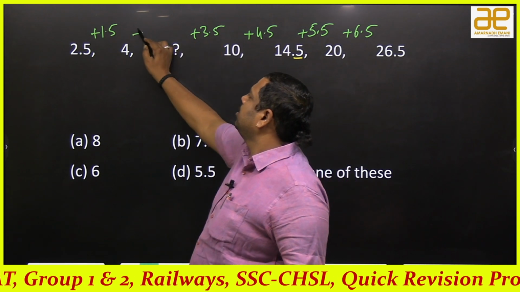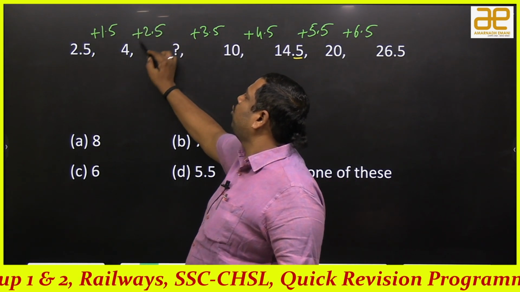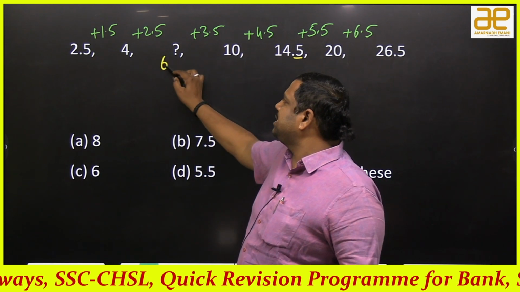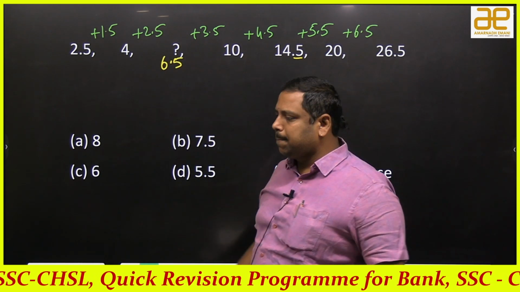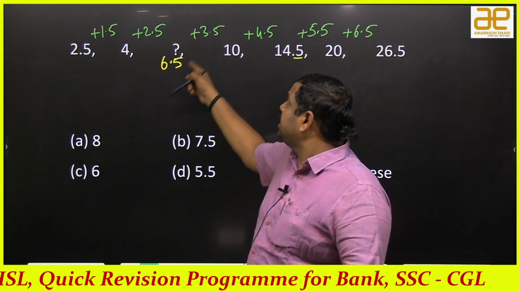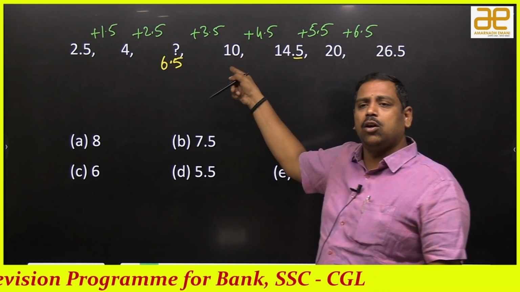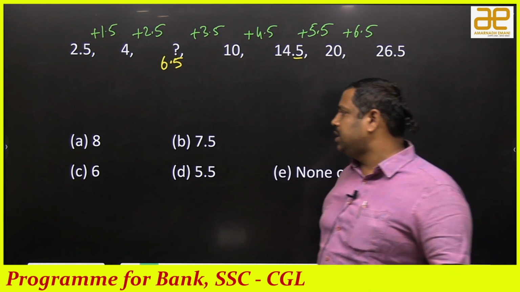Here it will be? So the answer might be 4 plus 2.5. 4 plus 2.5 is? Is this the answer or my assumption? My assumption. Suppose if it matches, that is the answer, fixed. Okay, 6.5 plus 3.5. Is it 10 or not? Yes, it is. So that is my answer.